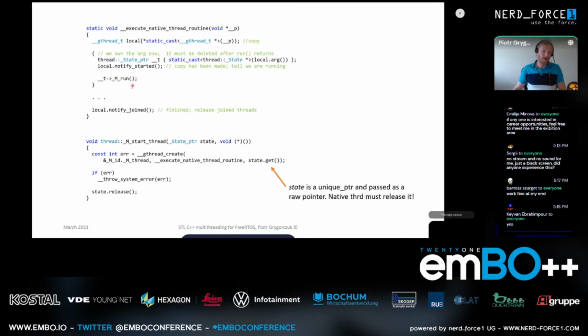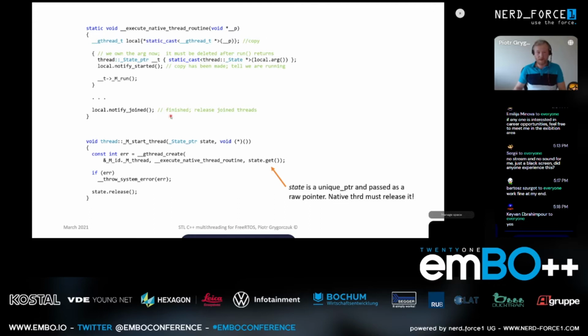So once the thread, when the user's thread function exits, we go outside the scope, we release the state, and we notify that we finished. There's some extra code executed here. I will come back to it later.